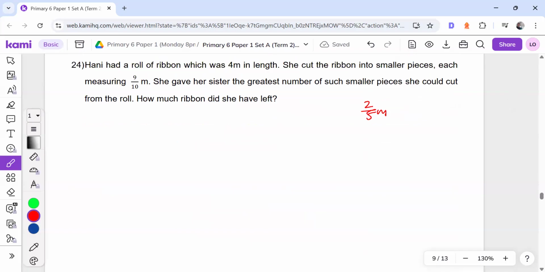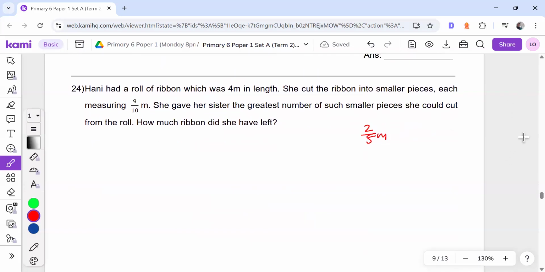Oh, Jialo got a mistake. Okay, now, let's talk about your mistake again. Honey had a roll of ribbon which was 4 meters in length. She cut the ribbon into smaller pieces, each measuring 9/10 meter. She gave her sister the greatest number of pieces. How much ribbon did she have left after giving away?